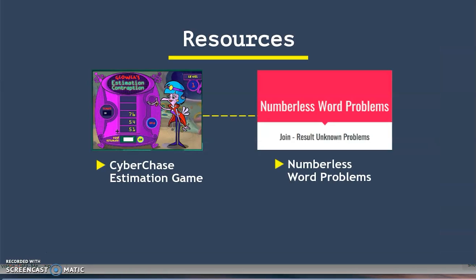So for those resources, these are 2 screen grabs of the CyberChase game. The students have to add 3 two-digit numbers and then estimate the answer. For the numberless word problems, students are given a word problem without any of the numbers at first. Then information is slowly added to it. Each one of these word problems is presented in a PowerPoint with discussion questions for the teacher to use as they go through the PowerPoint.